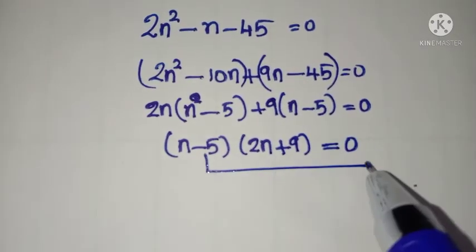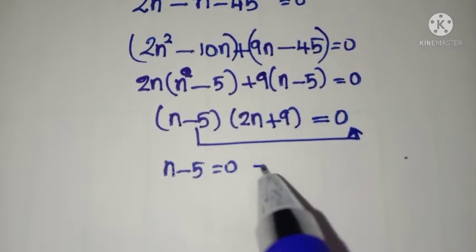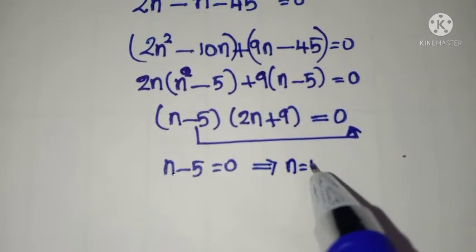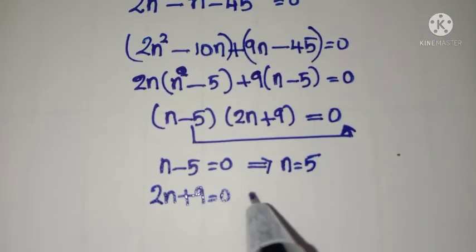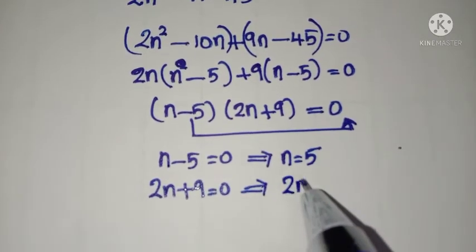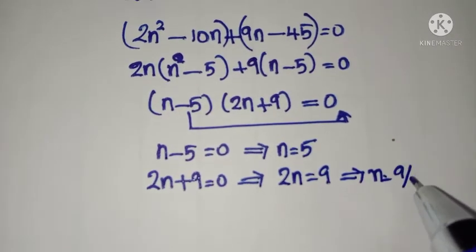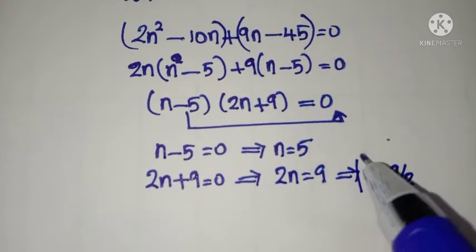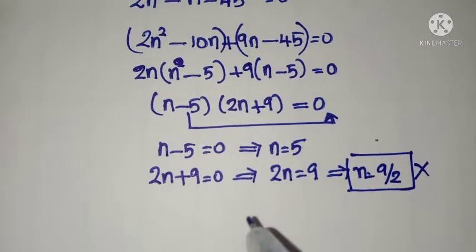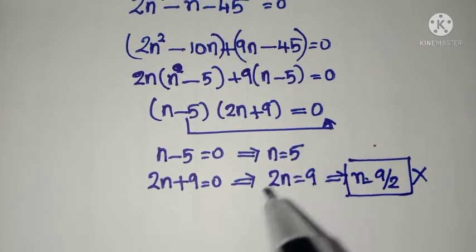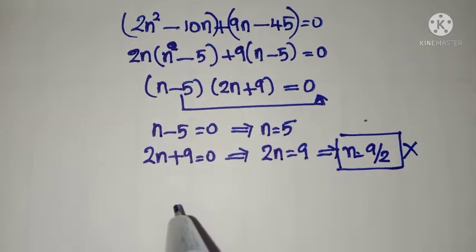Now equate each factor to 0. So n minus 5 equal to 0 implies n equal to 5. 2n plus 9 equal to 0 implies 2n equal to minus 9, or n equal to minus 9 by 2. Here n equal to 9 by 2 is a fraction, so it is not possible to consider. So n equal to 5. n means the number of terms, equal to 5.